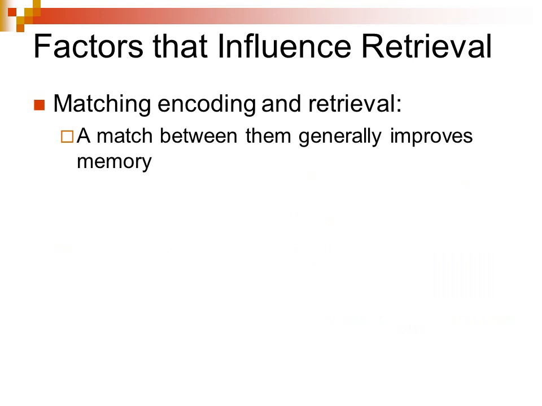A final factor that influences retrieval is matching encoding and retrieval, where specifically a match between them generally improves memory. The textbook talks about two examples. The first is encoding specificity, which is when the conditions or physical environment match between study and test.